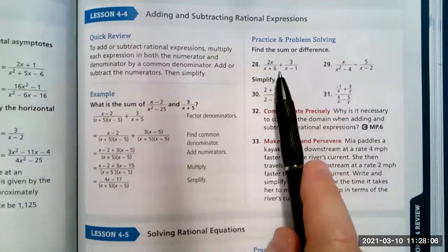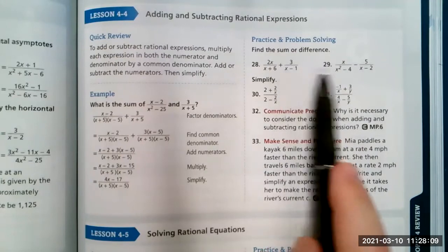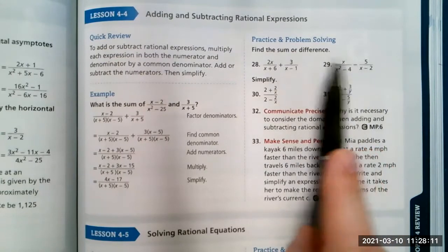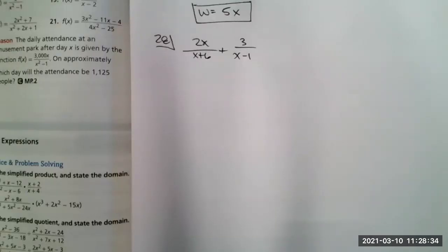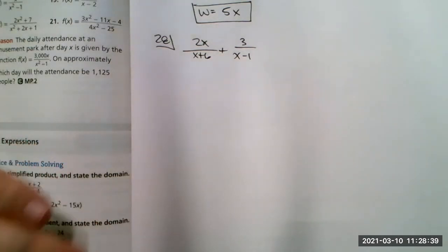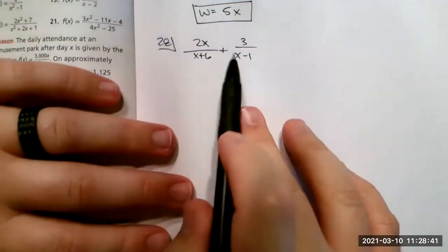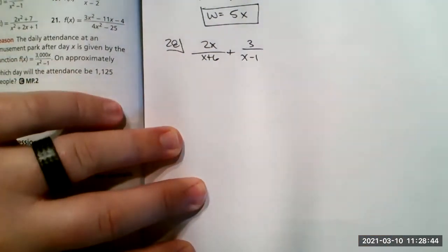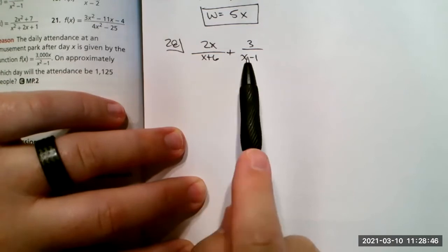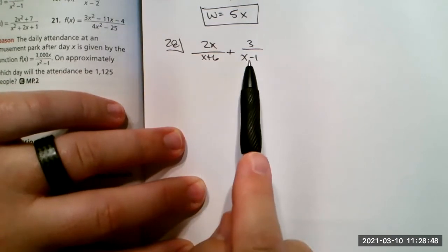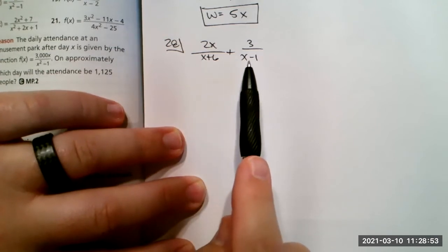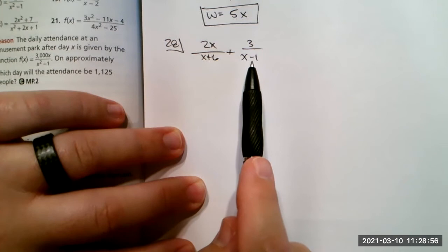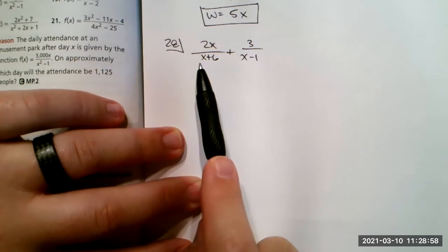Find the sum or difference. The sum is the answer to an addition problem. The difference is the answer to a subtraction problem. So that's what we'll do. For 28, like I talked about a minute ago, this is a problem where your denominators are binomials. You've got two terms in these denominators. It could be like this one where both denominators have two terms, or something where only one denominator has two terms. Either case, it doesn't matter. You're going to have to multiply by the other denominator. There's no way around it.